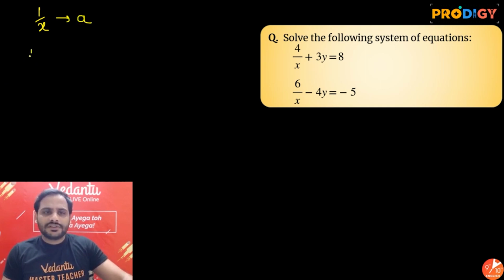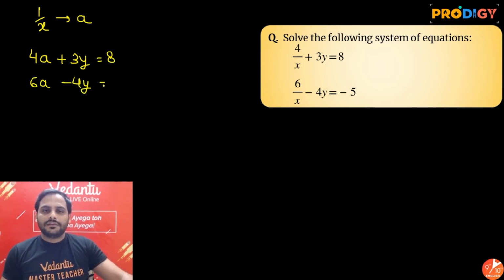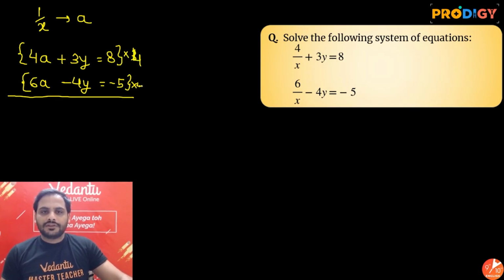So the first equation, 4 by x, can be written as 4 into 1 by x, which is 4a plus 3y is equal to 8. The second equation will become 6a minus 4y is equal to minus 5. Now I can use the elimination method. Let us say I want to eliminate y. So this one with 4, this one with 3.